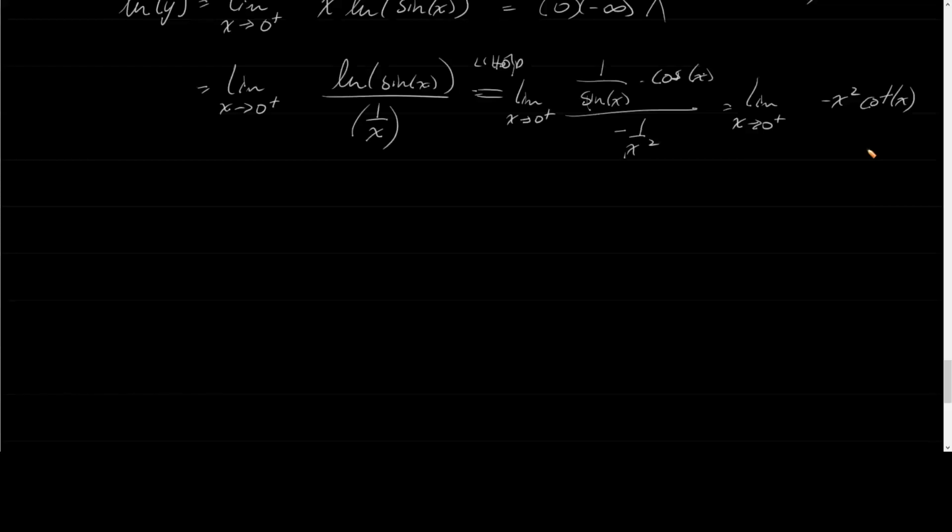So next thing I'm going to do here is plug in the 0. If I plug in the 0, well, 0 squared, 0. Cotangent of 0 is undefined. But since we're approaching it from the right, it actually ends up being positive infinity. But this is still no good, right? Because we still have essentially a 0 times an infinity.